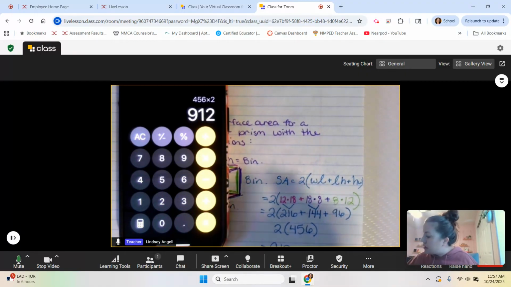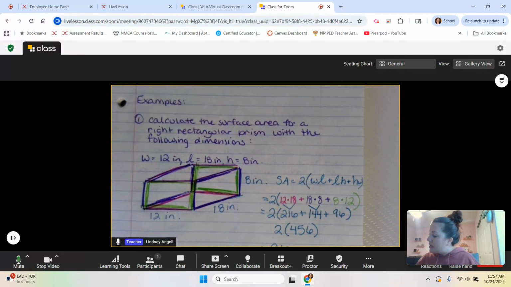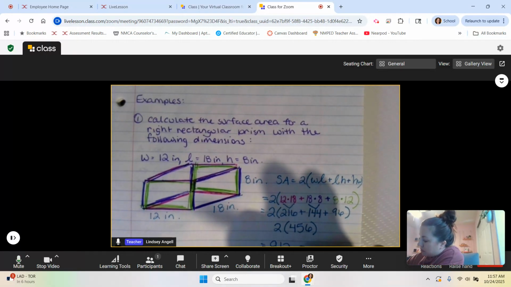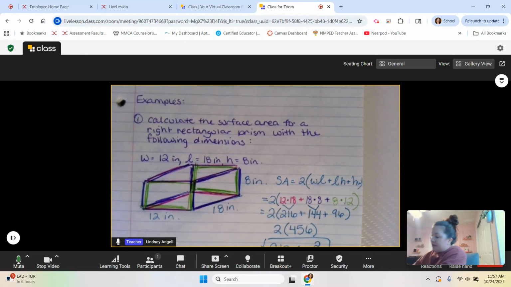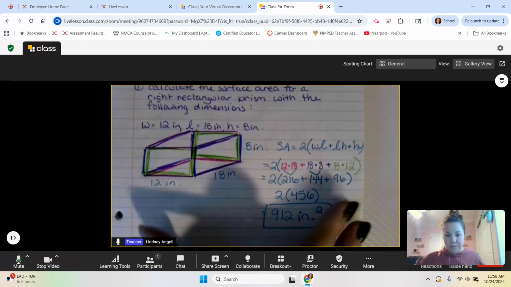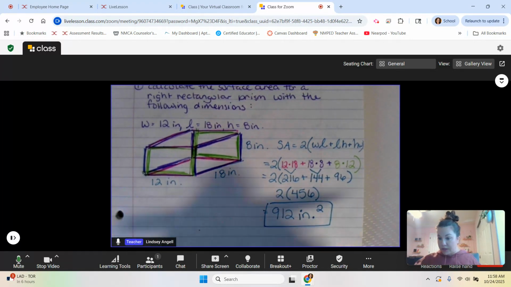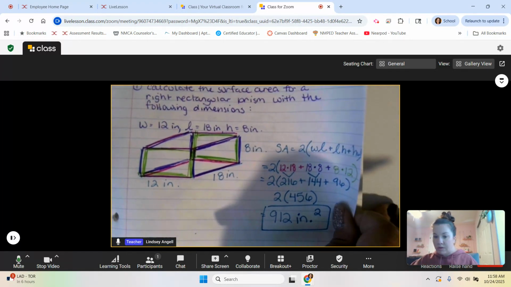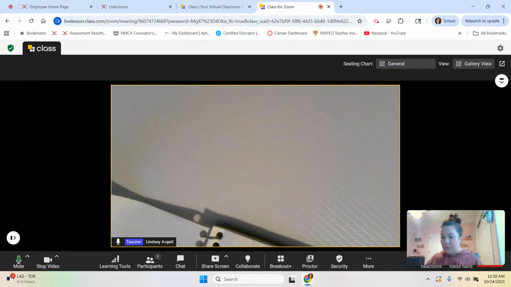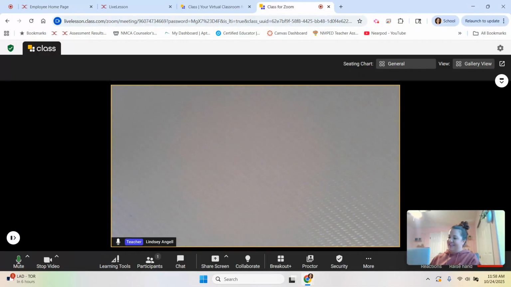So in this particular case, we had inches. Surface area, just like area, that's a 2-dimensional attribute. So our units are going to be squared. So the surface area of this figure would be 912 inches squared. Okay, it looks all pretty with all those colors on it.